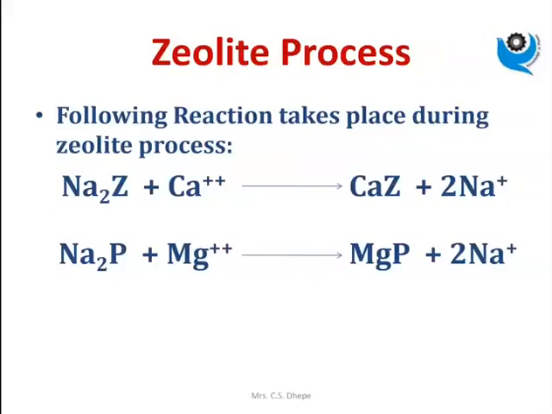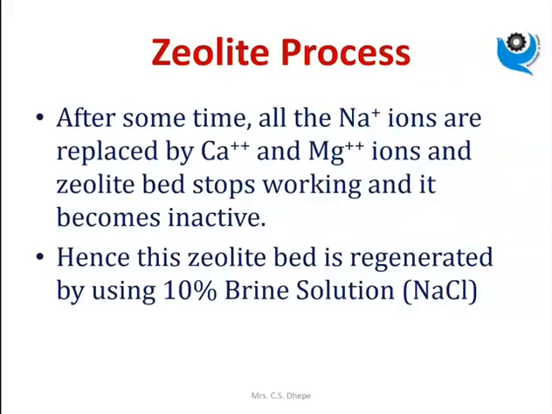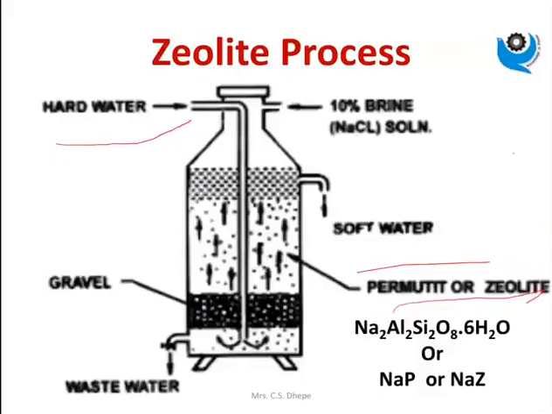Similarly, if your water contains magnesium hardness causing salt, then see the reaction. Sodium permutit plus Mg++ gives magnesium permutit, plus 2 sodium ions come out in the water. Now, as time passes, all the sodium ions are replaced by calcium and magnesium, and this zeolite bed stops working.